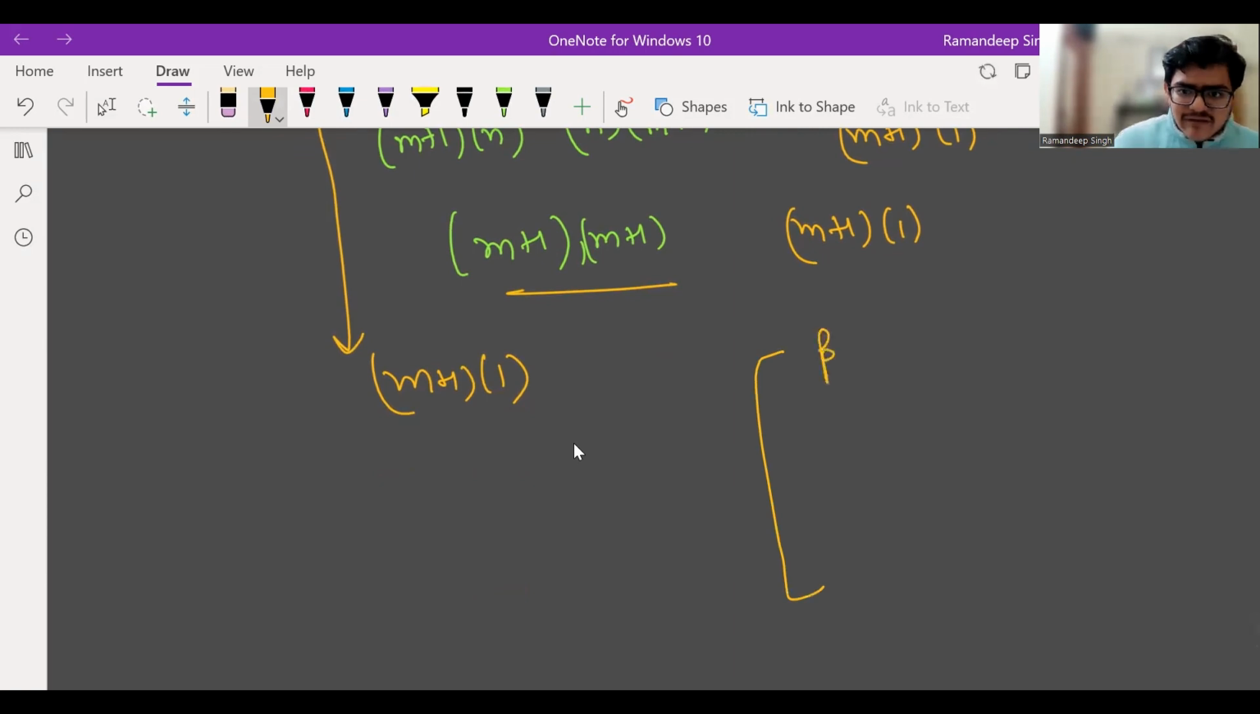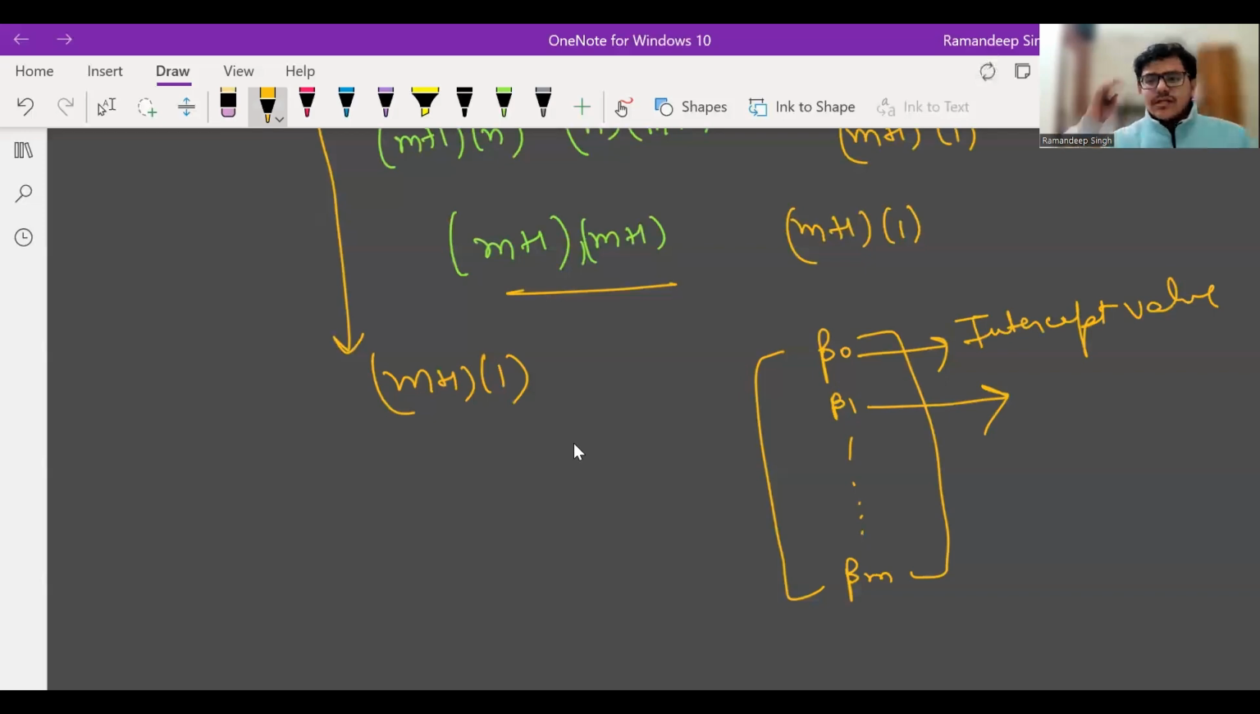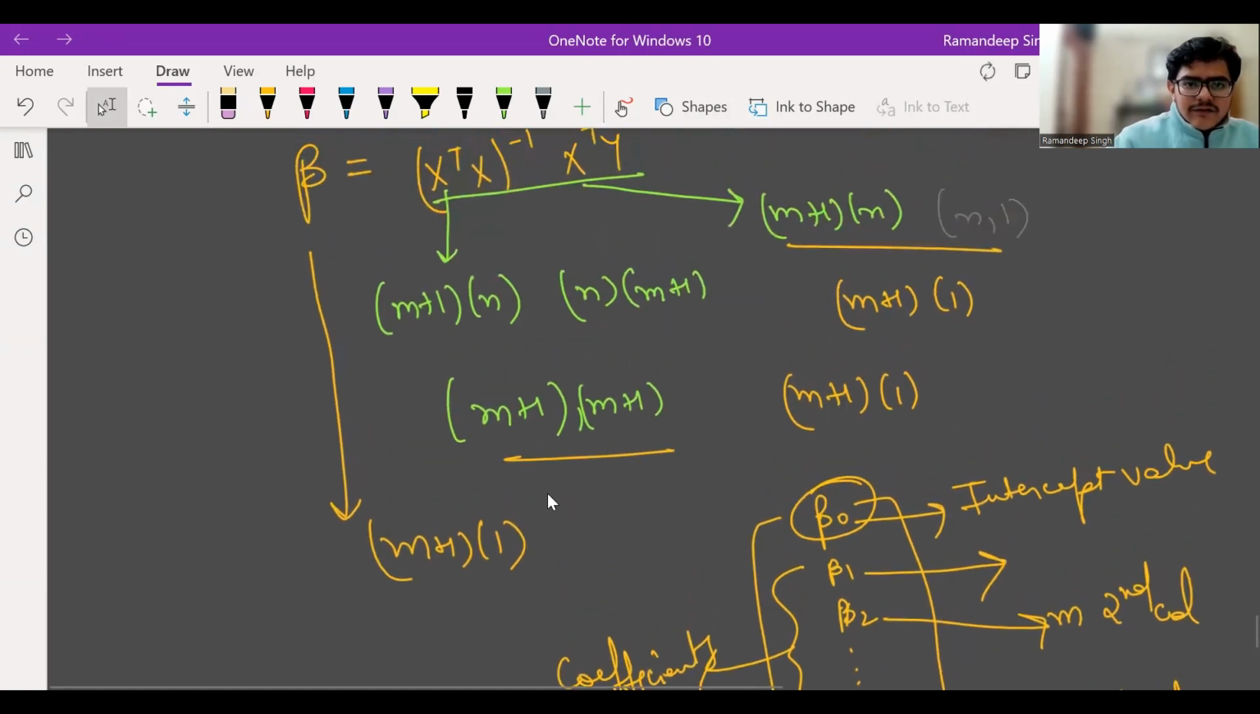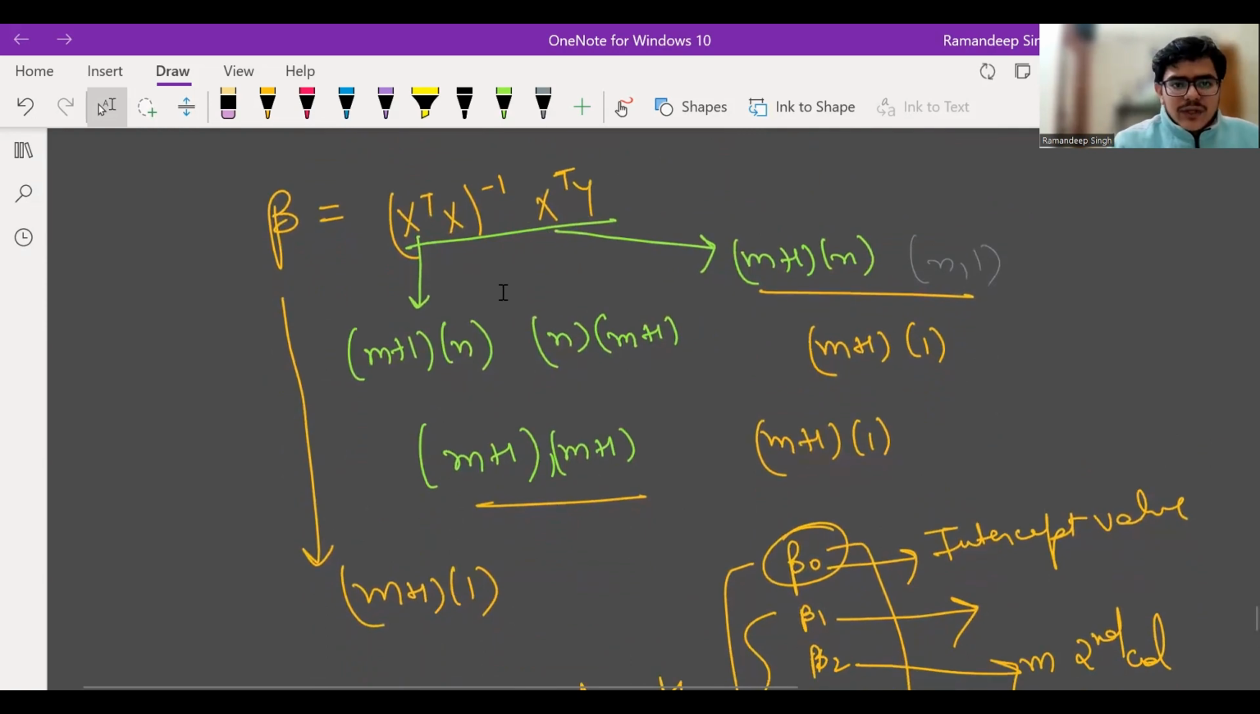So what is this M plus 1 representing? It is representing that I will be having beta 0, beta 1 up to beta M. This is my intercept value. This beta 1 is my coefficient or the slope corresponding to my first column. This beta 2 is my slope corresponding to my second column. This beta M is the slope corresponding to my Mth column, right? So this will be the beta matrix. The first is the intercept, and all the rest are my coefficients, right?